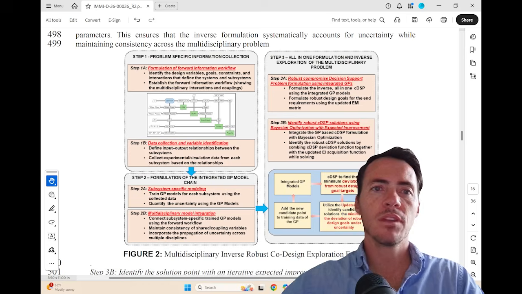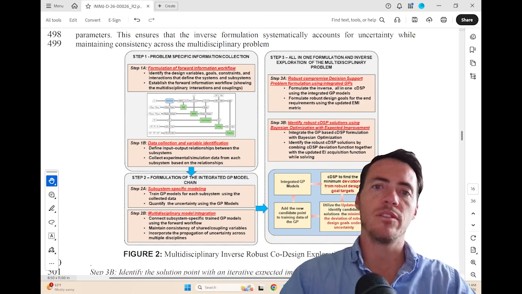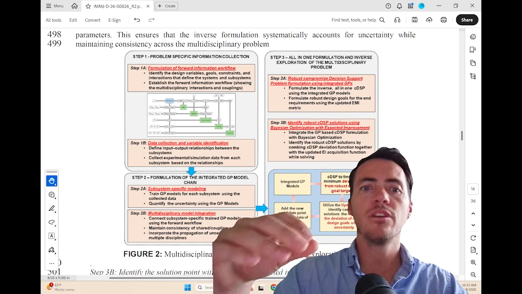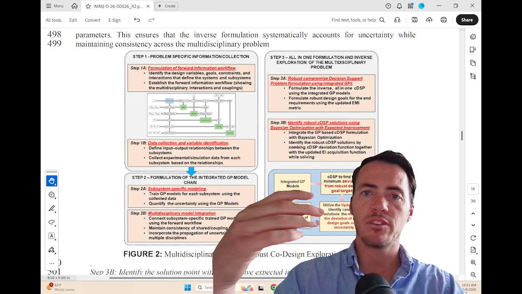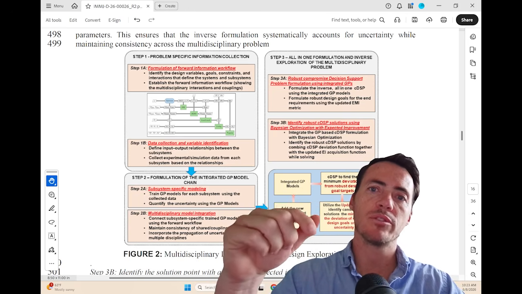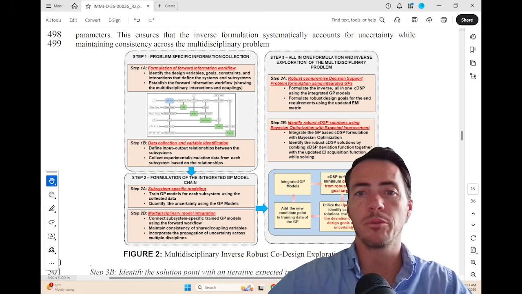Let me illustrate. They start obviously showcasing the overall workflow. You're going to find your specific problem information. You're going to formulate it into a Gaussian process model. But importantly, you're going to have this all-in-one formulation and inverse exploration step for your multidisciplinary problem.